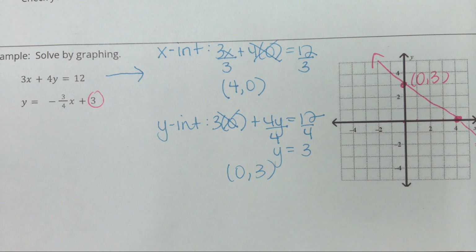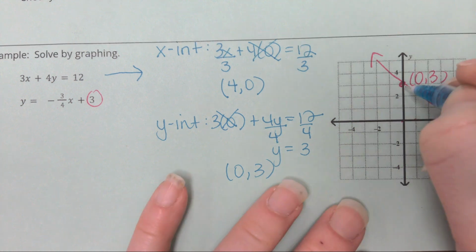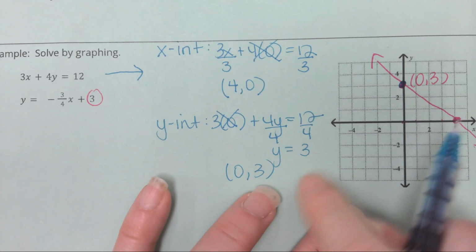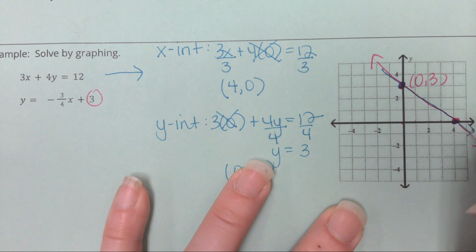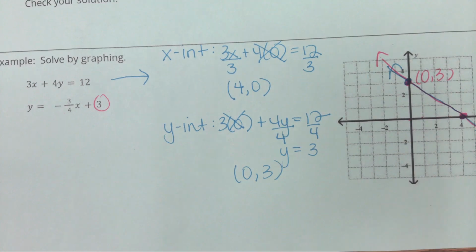Frank, what'd you notice? Ben, what did you notice? They're the same line. Here's 0, 3, here's 4, 0. Okay, let's go back. Does anyone remember what we called these?